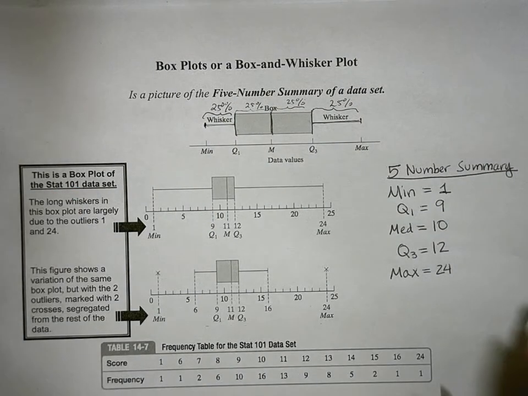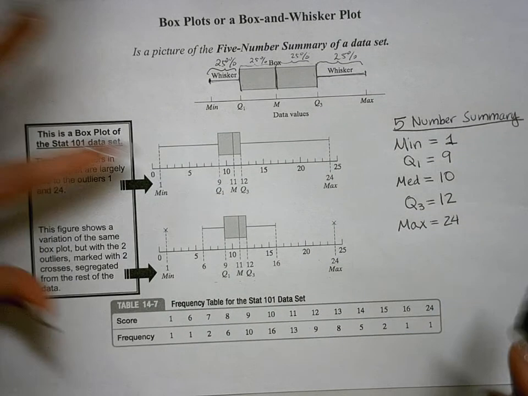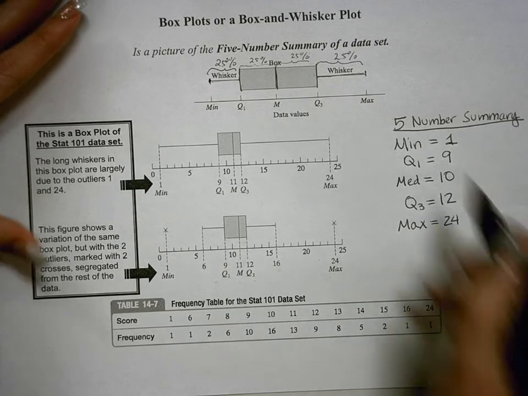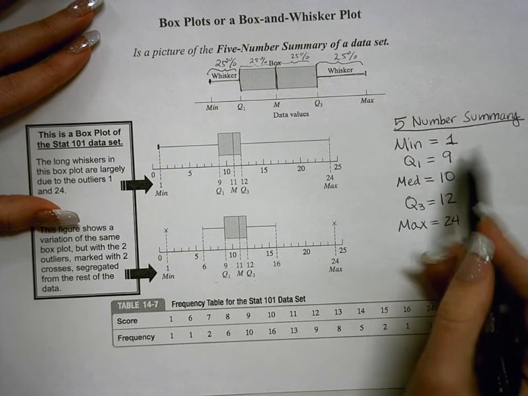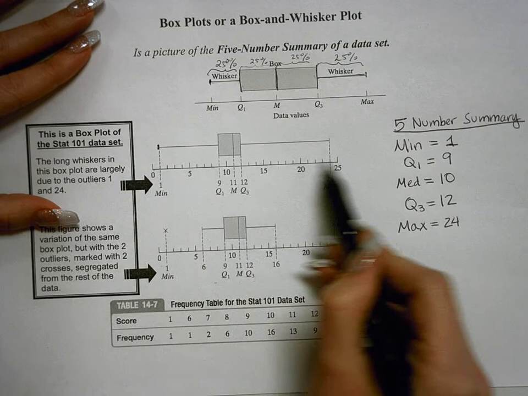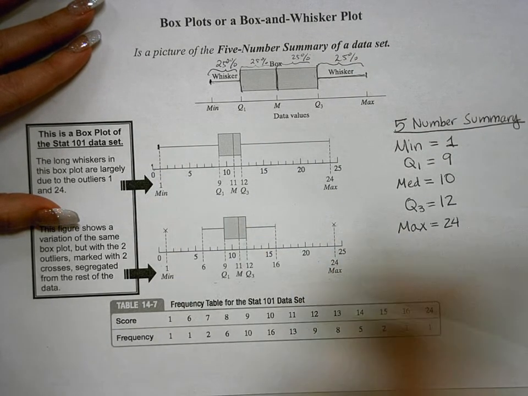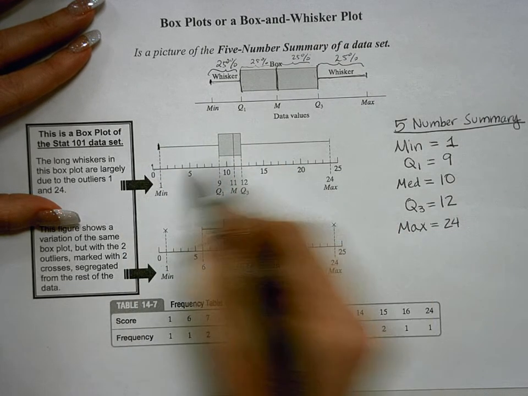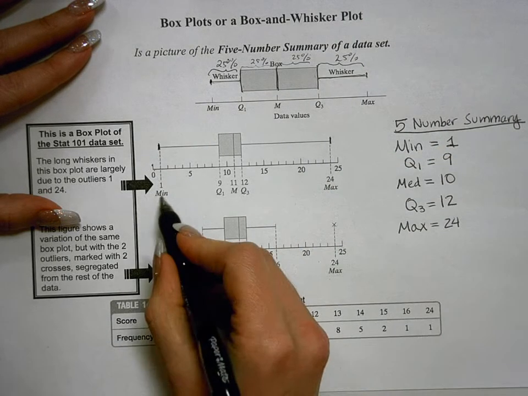So we have our 5-number summary here. What we're going to do is look at this box and whisker plot, which is a representation of this 5-number summary. The minimum, right here, was 1. Our values go from 1 to 24, so there's a number line here going from 0 to 25, where all the numbers 1 through 24 are listed. The minimum is here, that's the edge of the whisker. And then you have the max here, which is 24.